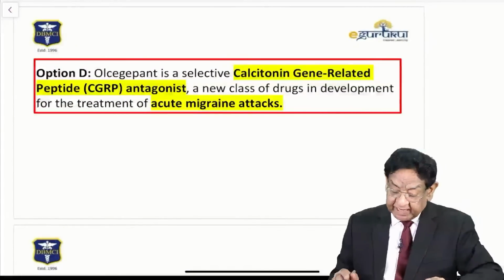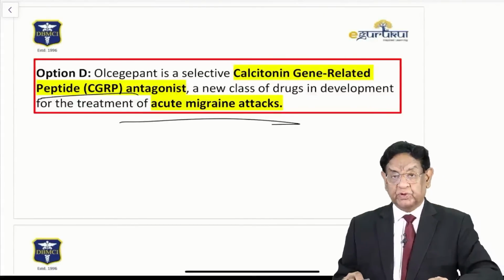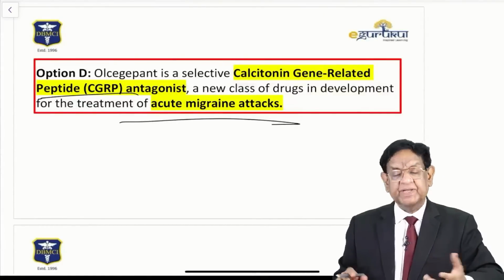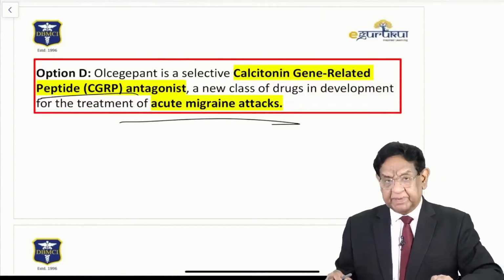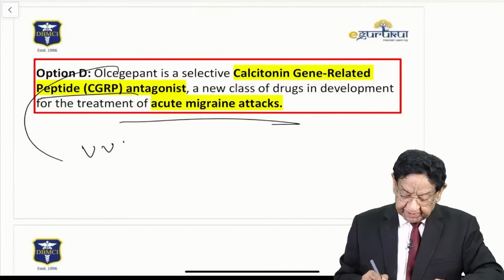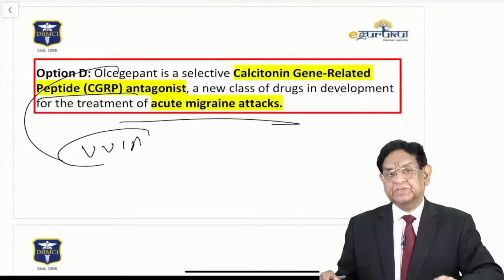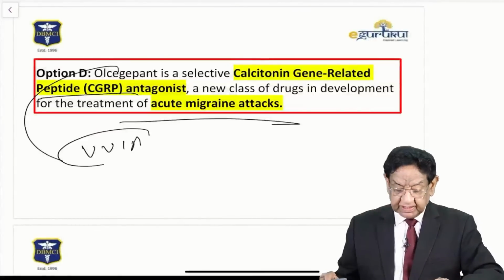Olcegepant is a selective calcitonin gene-related peptide antagonist, and this we use for acute migraine treatment. We use it for prophylaxis also, but mainly for acute migraine. This is a new drug. This is a VVIP drug. VVIP drug is the one which you are bound to get a question on, among newer drugs.